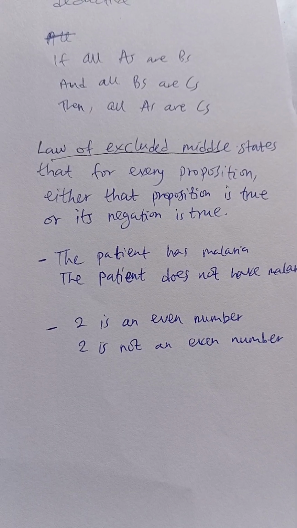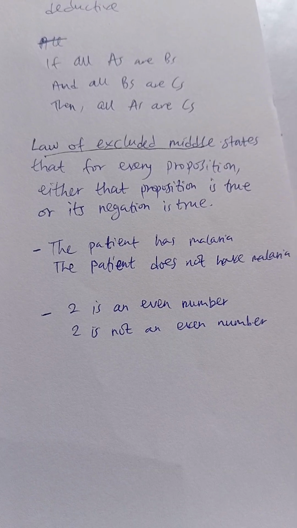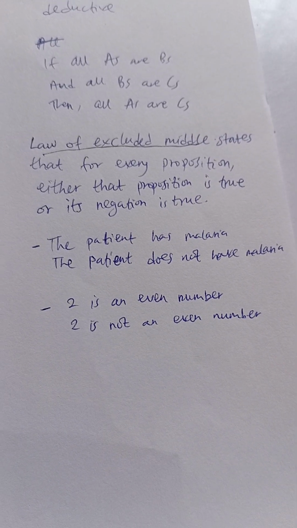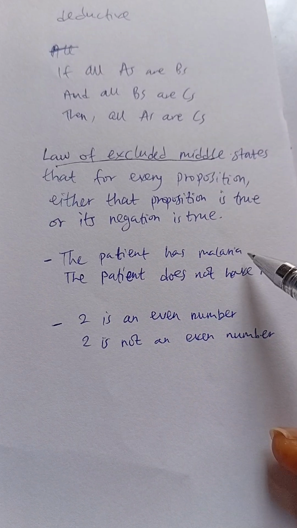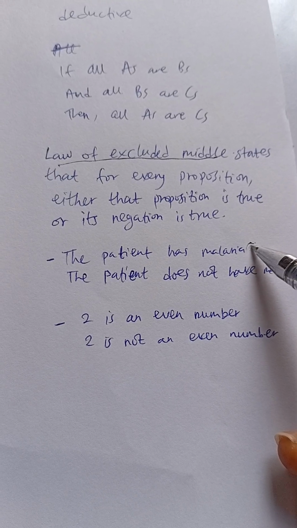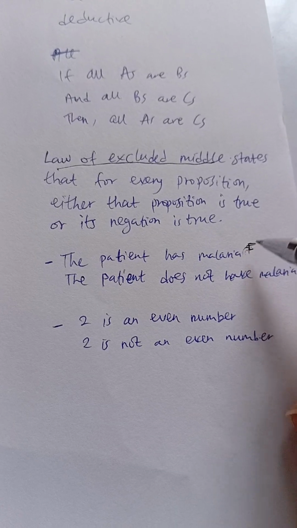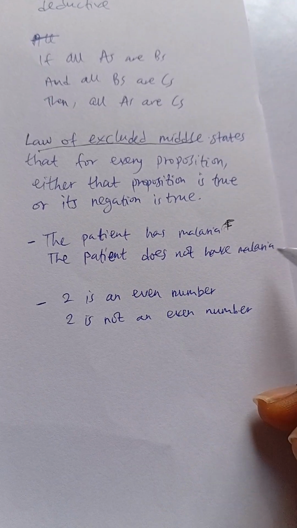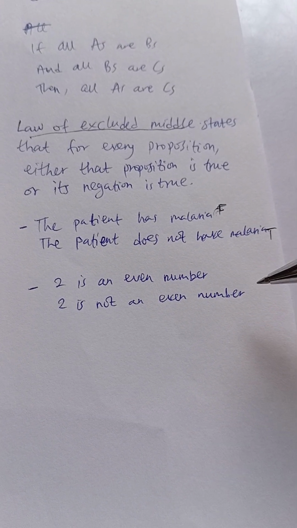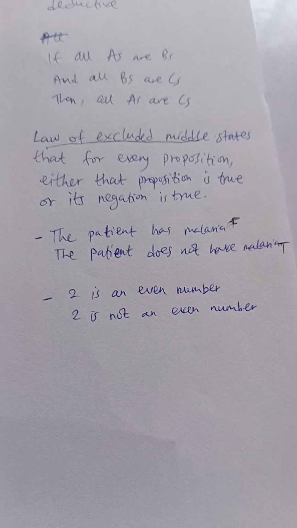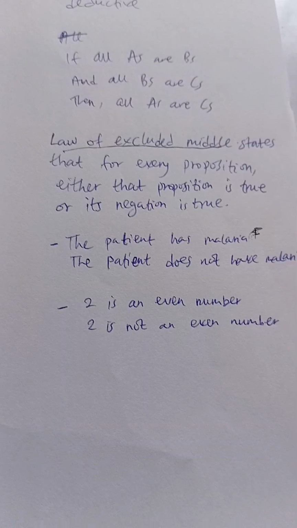So if you say a patient has malaria and they go for a test and then it turns out that no, the patient didn't have malaria, what does it mean? It means that your initial statement, the patient has malaria, was false. They went for the test and they realized that there's no malaria, so that one becomes true. You see, so whatever you do, one of the statements will be true. Either the original or its negation will be true. Just one of them. That is the law of excluded middle.